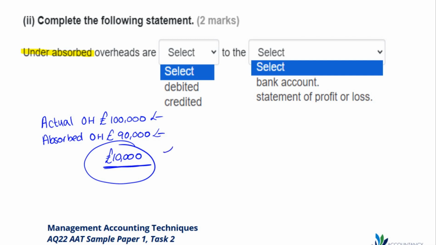So as this is now going to be an expense to the business, our underabsorbed overheads are going to be debited as we're going to be increasing the expenses, and it's going to go to our statement of profit or loss. So those underabsorbed overheads will debit the statement of profit or loss and therefore reduce the profit of the business.